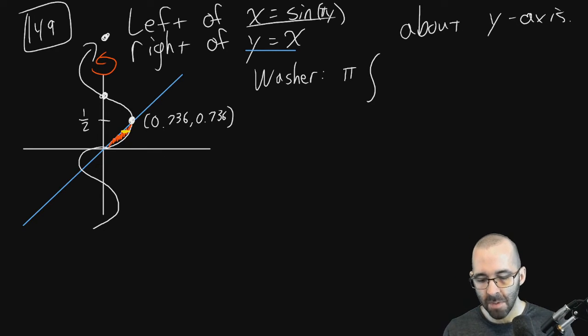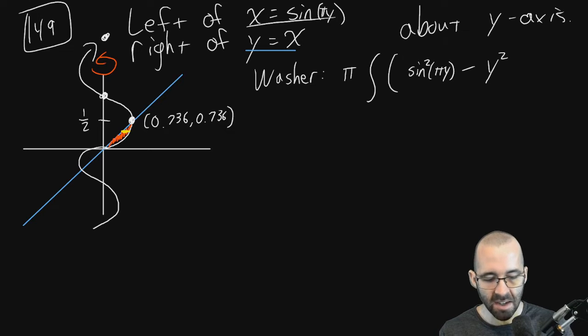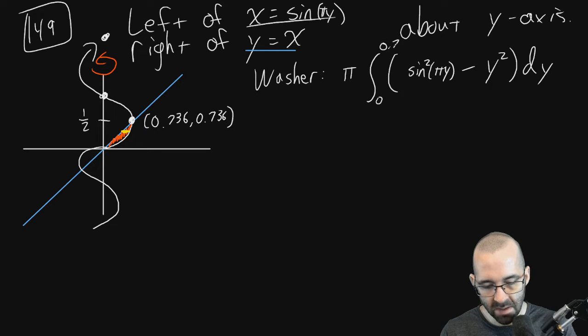Great, and if you set up the washer method, it's going to be in terms of y, so it's going to be the right curve, which is sine of pi y squared, minus the left curve, which is just y squared. If y equals x, then x equals y. And y is going from 0 up to 0.736.